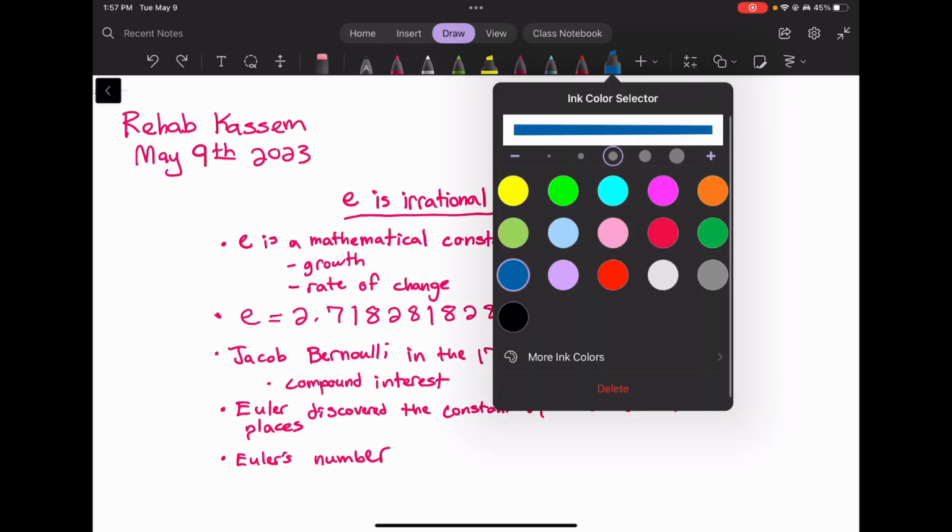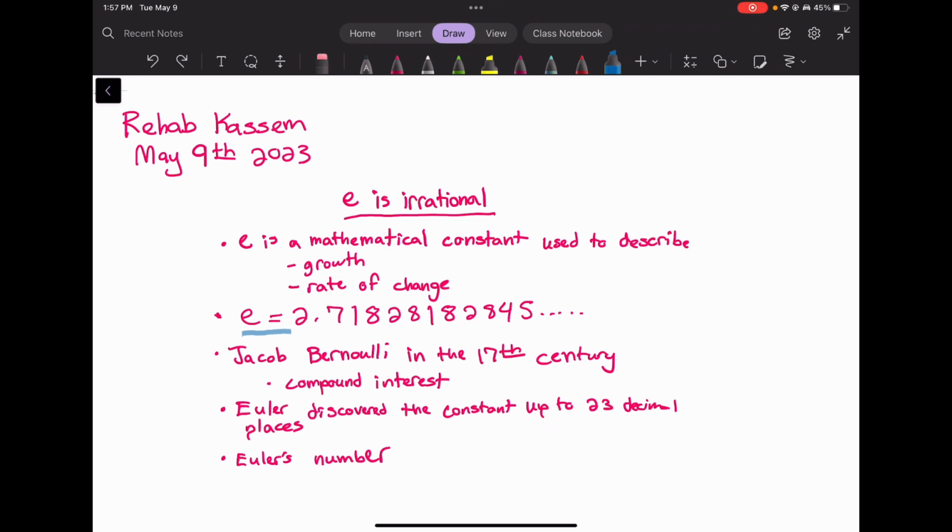E is equal to 2.71828182845, and it just keeps going on and on to infinity. It's an irrational number. It was first discovered by Jacob Bernoulli in the 17th century, and he discovered it while he was studying compound interest.